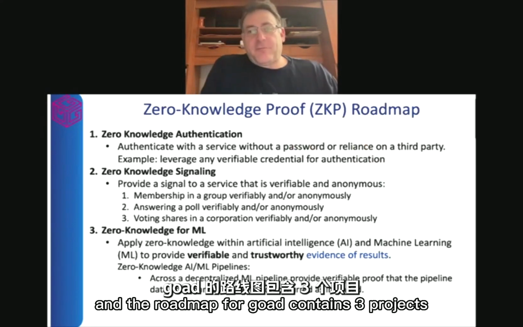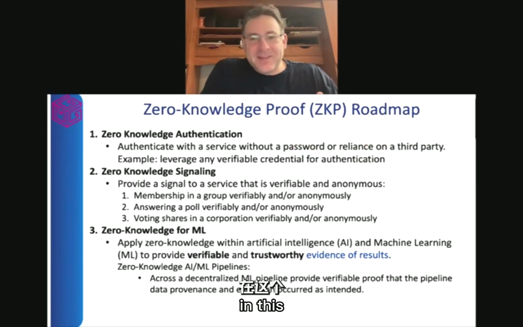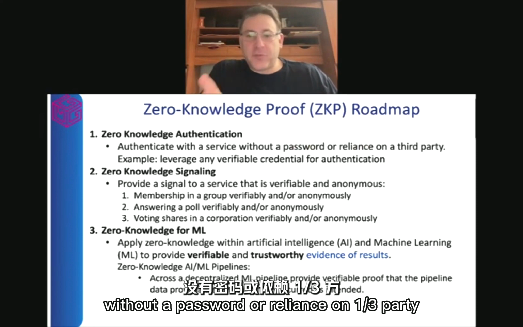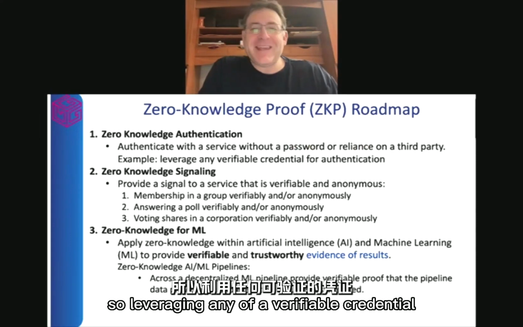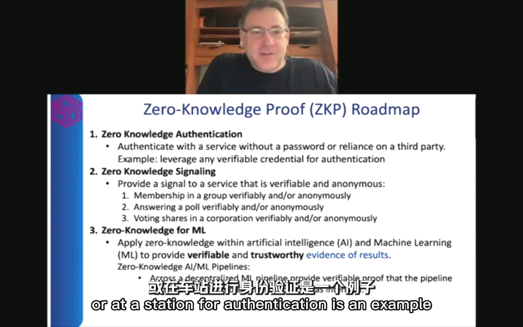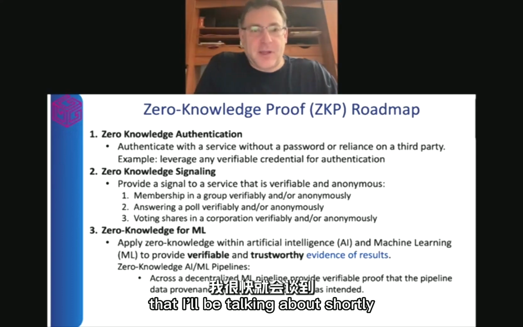And the roadmap for GODE contains 3 projects. One is zero knowledge authentication. In this setup, we will authenticate a user or an entity with a service without a password or reliance on a third party. So leveraging any of a verifiable credential or attestation for authentication is an example, and this will in fact be implemented in a pilot that I'll be talking about shortly.